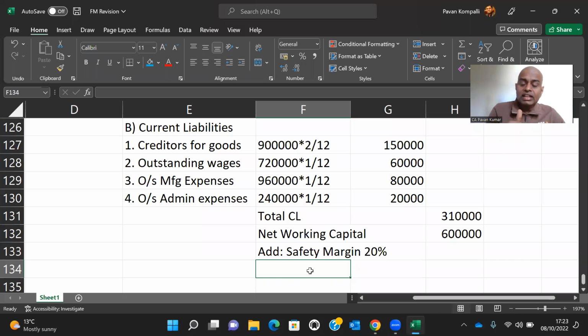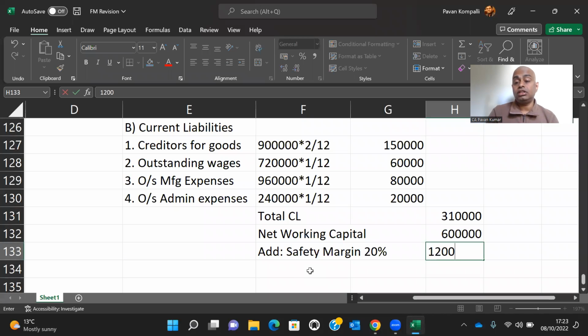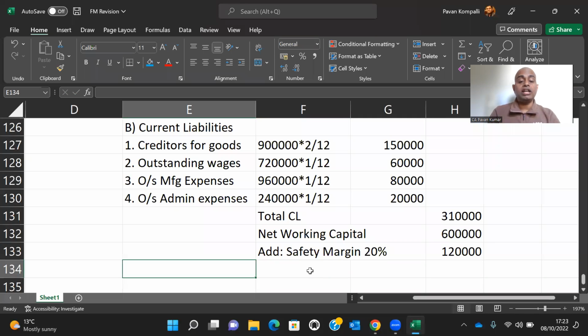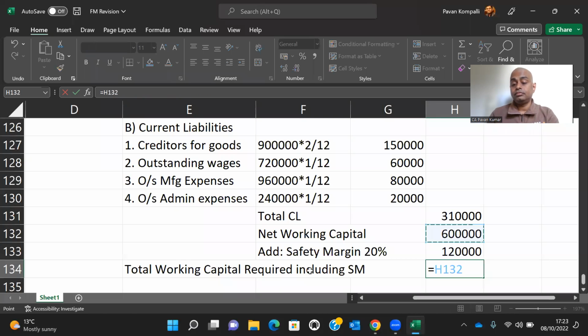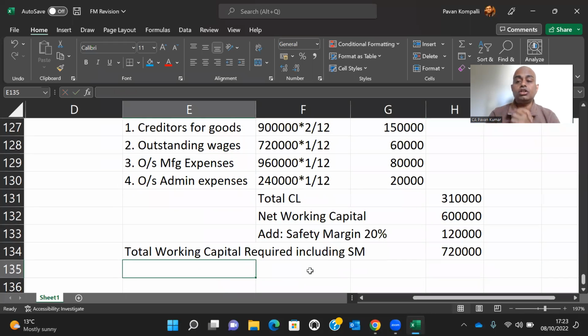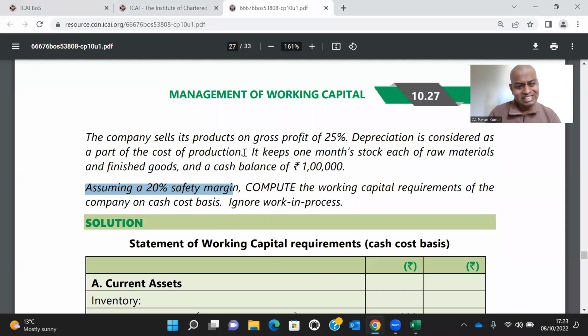So the company knows that they need a working capital of 6 lakhs, but they don't want to take risk. They say, we know that we need 6 lakhs, but we'll keep a little more money. How much more money? 20%. So how much is it? 1,20,000. So what is the total working capital required, including safety margin? That's all. This problem is over. Now, we'll go back to one sentence.